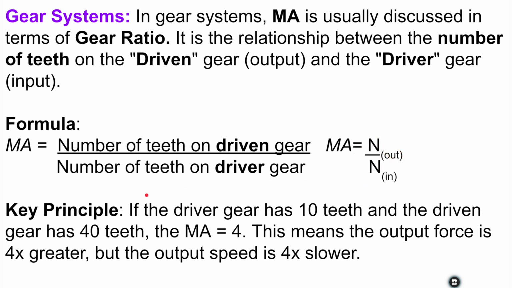If the driver gear has, say, 10 teeth and the driven gear has 40 teeth, the mechanical advantage is 4. This means that the output force is 4 times greater, but the output speed is 4 times slower. Remember, with mechanical advantage, we can never get something for nothing. So if we're getting greater output force, we're going to lose speed.